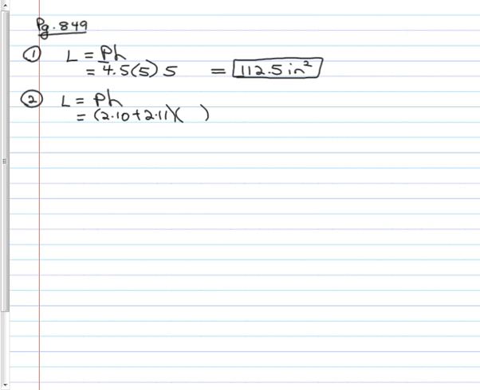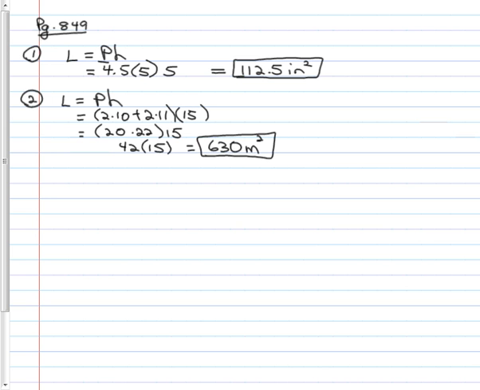15. I might simplify this a little before I went to a calculator. 2 10s are called 20. 2 11s are called 22. And so you might even call that 42 times 15. How much? 630 meters squared.